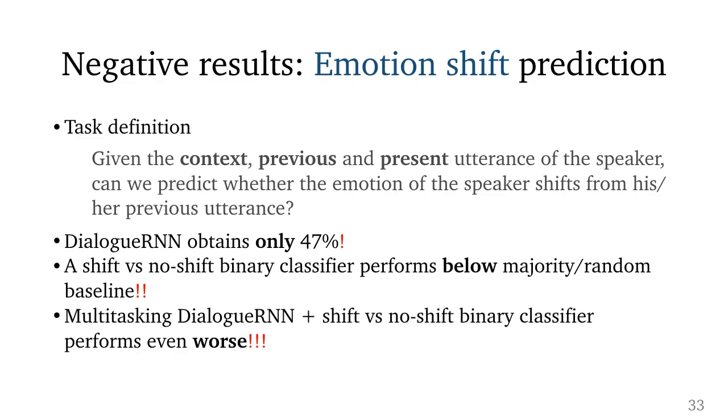Now we tried another thing. We thought that if we add a sift versus no sift binary classifier to DialogueRNN, it would act as a regularizer, if we cast this problem as a multitasking problem. But the performance was even worse. I really don't know the reason. Instead of improving, the performance was worse.